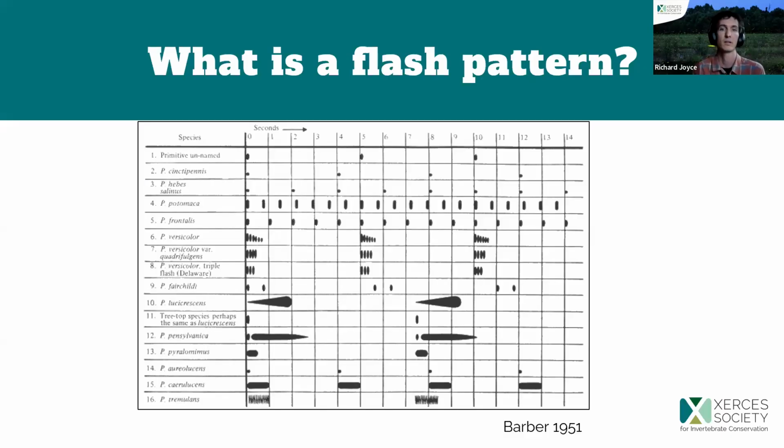So this diagram appears in a publication by Barber in 1951, and it illustrates flash patterns of different firefly species in the genus Photurus. You can read the diagram as a progression in time from left to right, with the vertical lines being the passage of a second. So the length of those flash markers is kind of how long the flash is. And if it gets thicker, that's sort of getting more intense in brightness.